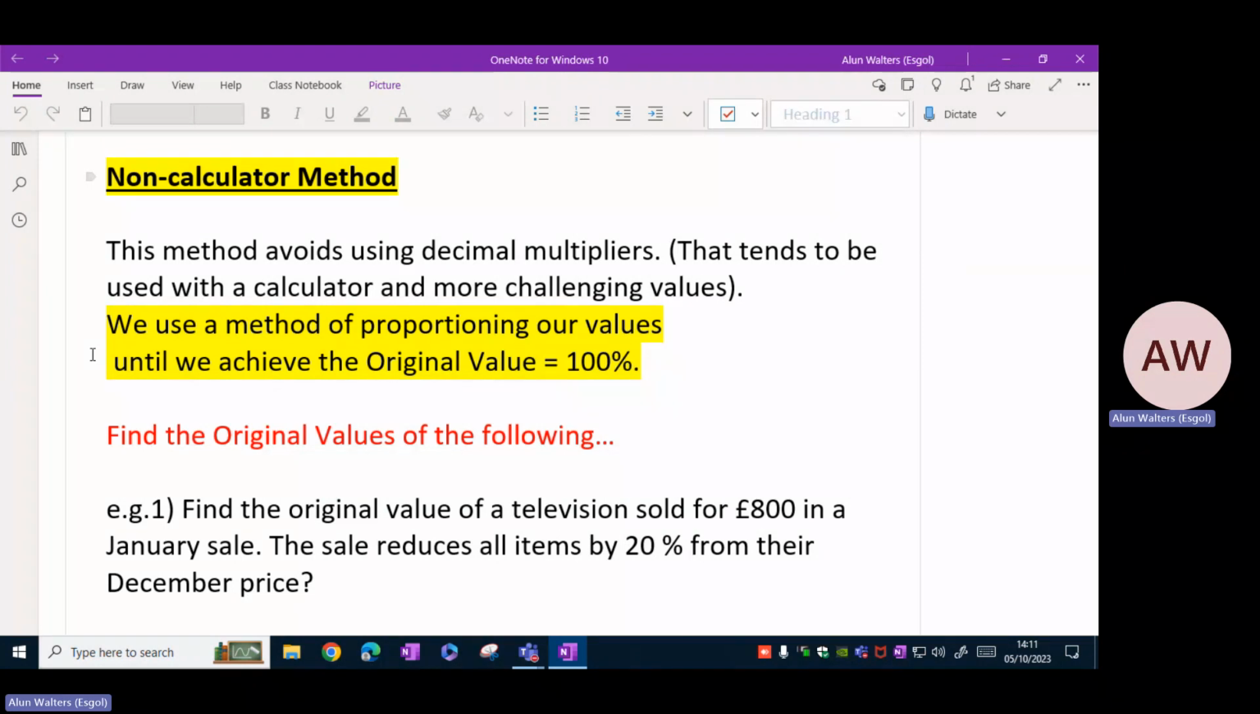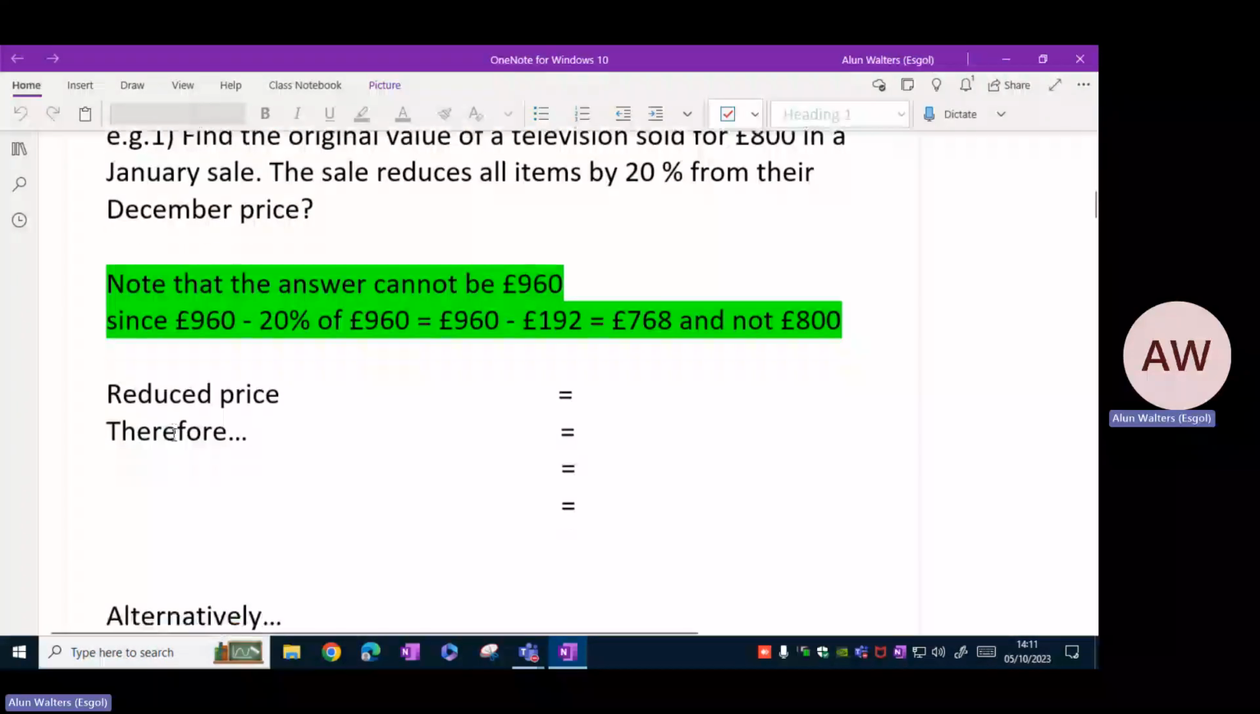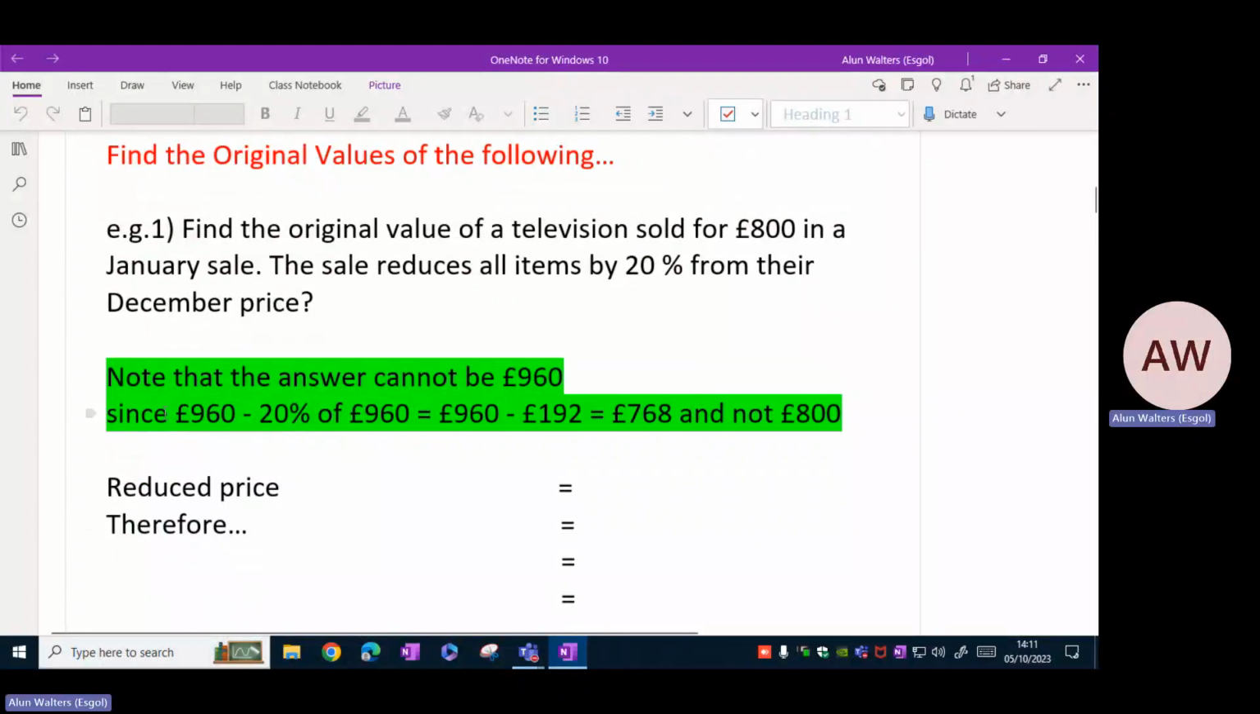Okay, so let's find the original value of the following. I'll show you an example. The first example: find the original value of a television sold for £800 in a January sale. The sale reduces all of the items by 20% from their December price.